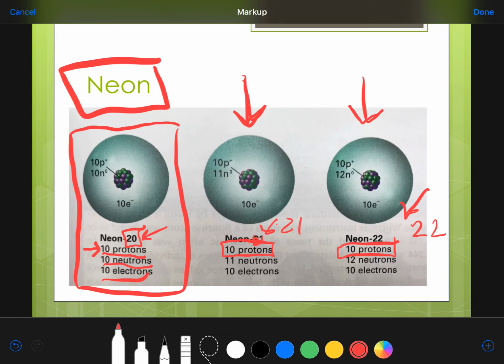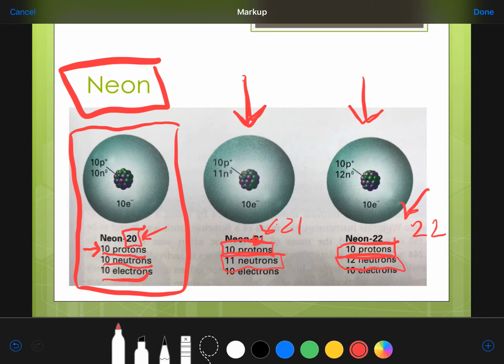What changes its mass is that the number of neutrons change. So if you add an extra neutron, that's going to make the mass go up by 1, because you're adding that weight. Okay? Now if you add 2 more neutrons, the mass will go up by 2. So instead of being neon 20, it's now neon 22.